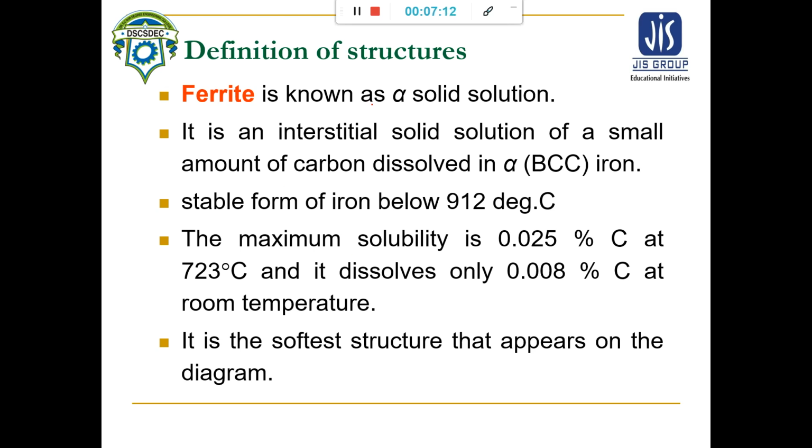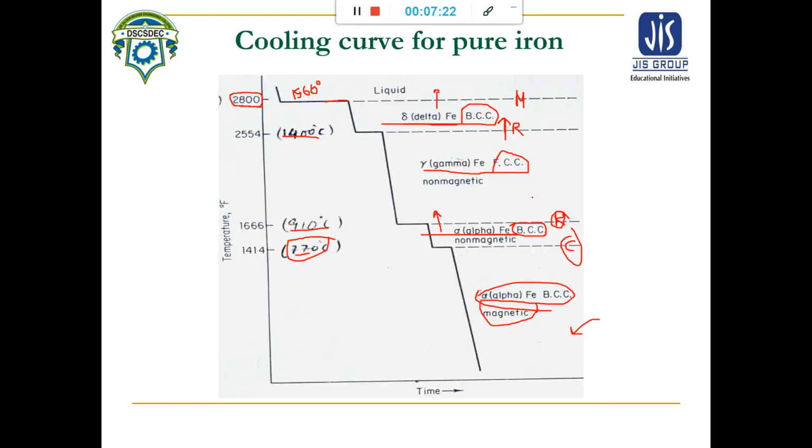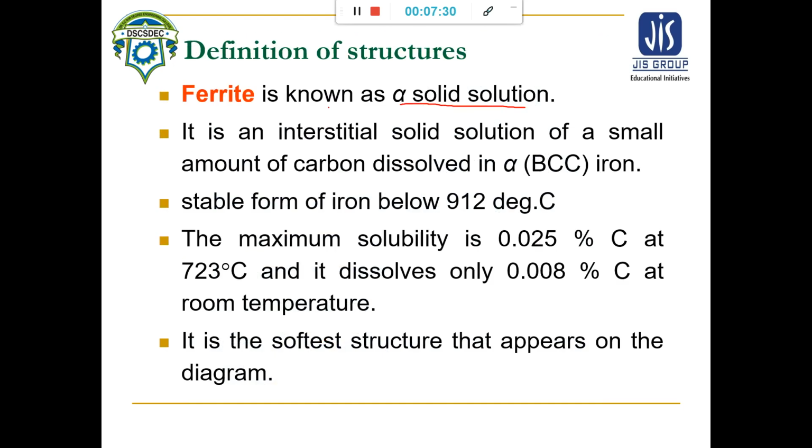So what is ferrite? Ferrite is known as an alpha solid solution. That means, in the cooling curve, there is alpha ferrite below 900 degrees Celsius. So it is a solid solution of a small amount of carbon in alpha iron, which is known as ferrite or alpha ferrite. Now it is an interstitial solid solution.